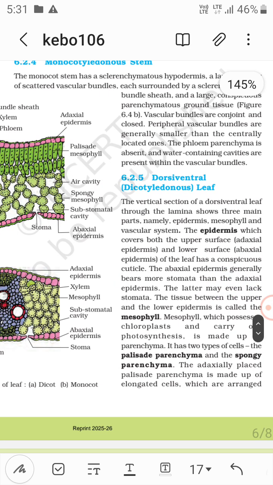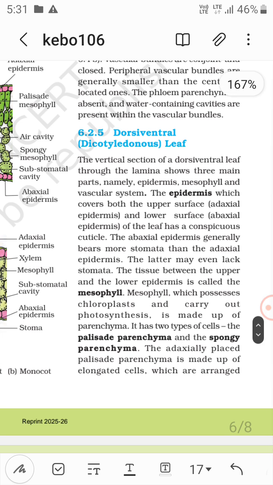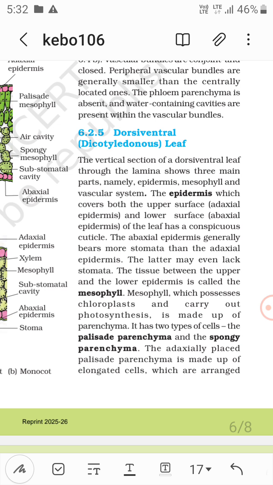Now the dorsiventral, that is dicotyledonous leaf. Okay, so there are mainly three parts, that is epidermis, mesophyll and vascular system, that is xylem and phloem. So epidermis covers both the upper surface, that is adaxial epidermis, and the lower surface, that is abaxial epidermis of the leaf.